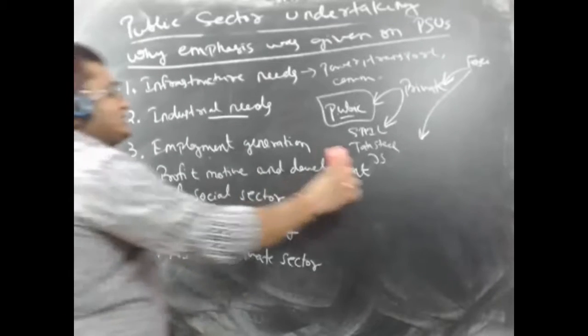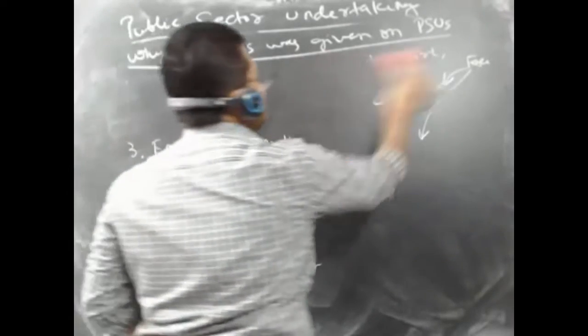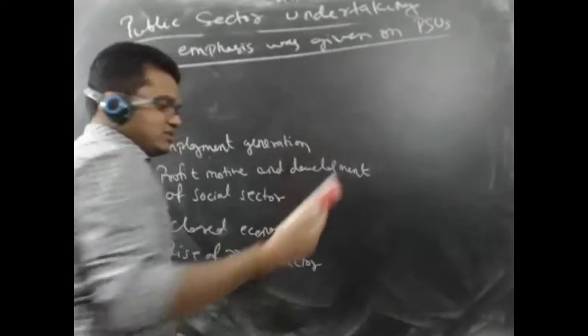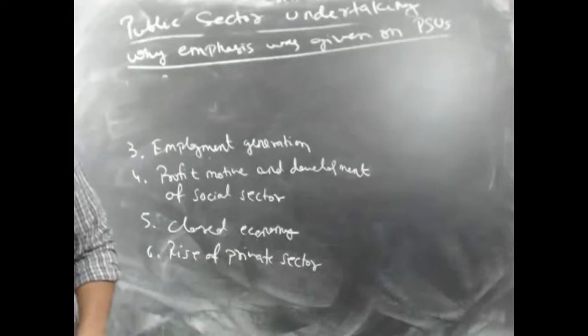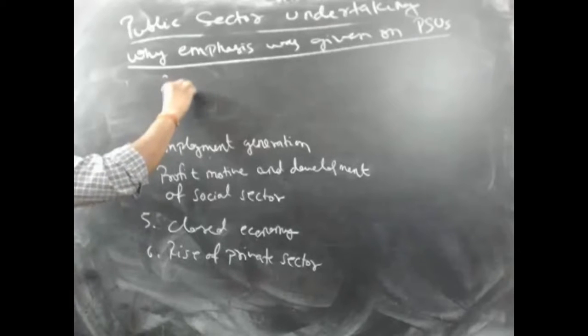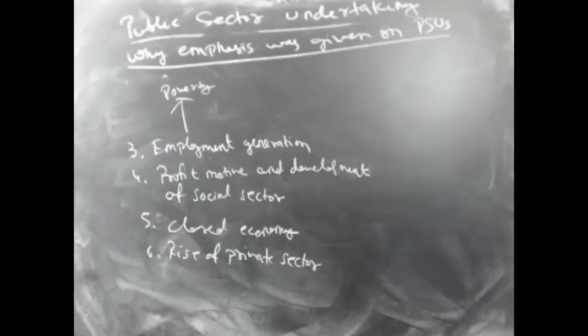Now next is employment generation. They tried to solve various problems regarding employment generation with the establishment of public sector undertakings. First thing is poverty. The best tool to solve poverty is to give them jobs. If you give them jobs, you don't have to run any scheme for these people. They will start earning money, and once they start earning, they will be self-sufficient. So one of the best ways for poverty alleviation is to give them employment.